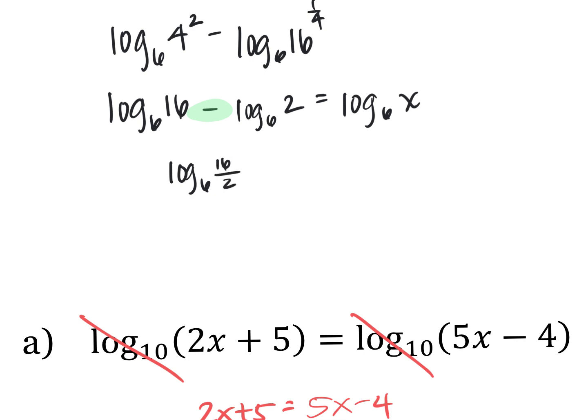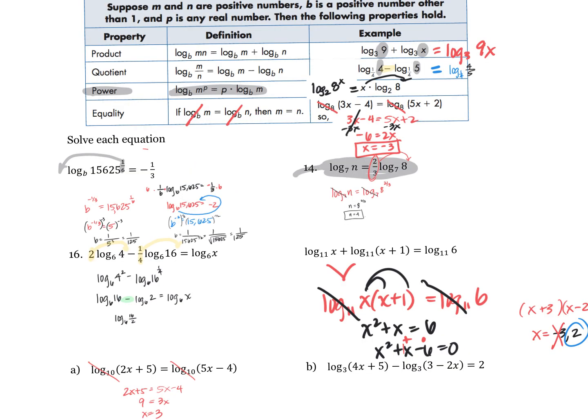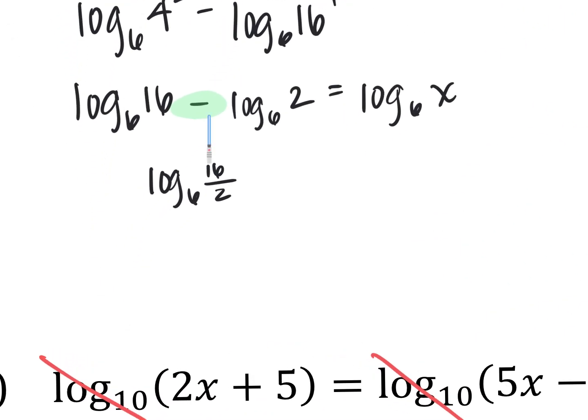Graham might just write down 8. You're going to take this divided by that. The order matters. So here we go. Are we okay with condensing 16 divided by 2? Because when we're subtracting, we're dividing, right? They go together. Then I've got log base 6 of x.